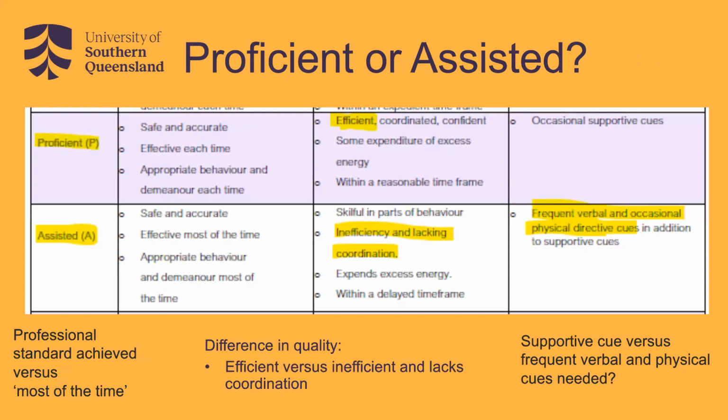So deciding between proficient or assisted. The professional standard achieved in proficient is most of the time in assisted. The difference in quality is between an efficient, coordinated, confident response, whereas assisted is inefficient and lacks coordination. Occasional supportive cues for proficient is replaced by frequent verbal and occasional physical directive cues in assisted.